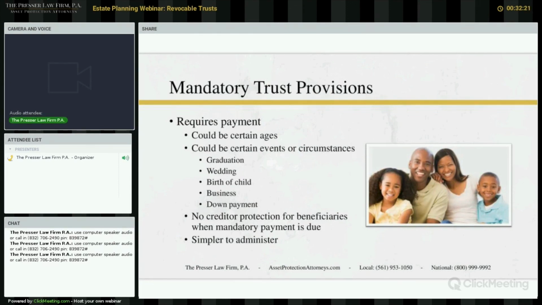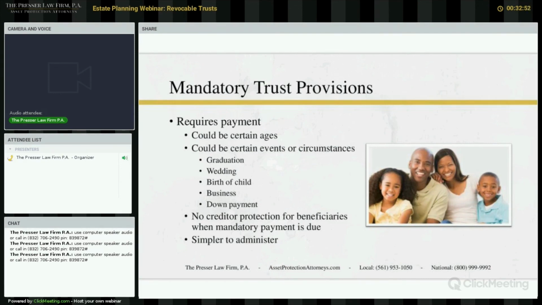For instance, we're going to talk about the mandatory trust provisions, which I talked about earlier, and that requires payment. So as I said, if the trust says the beneficiary has to get something at a certain time, that has to be distributed out. Whether it's certain ages or upon certain events, the beneficiary gets money upon graduation, money towards a wedding, if they have a child, if they want to buy into a business or create their own business, if they want a down payment on a home. These are all things that can be built into a trust, whether it's mandatory or discretionary.